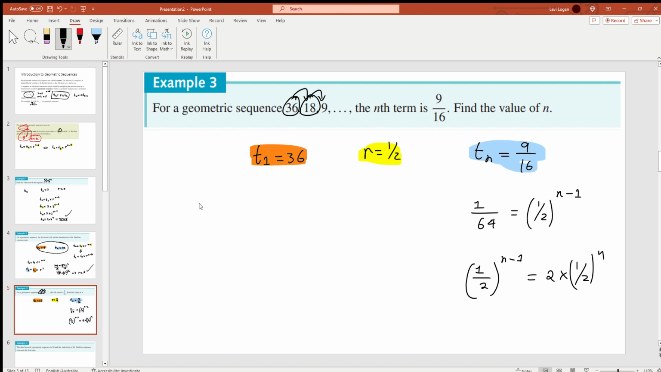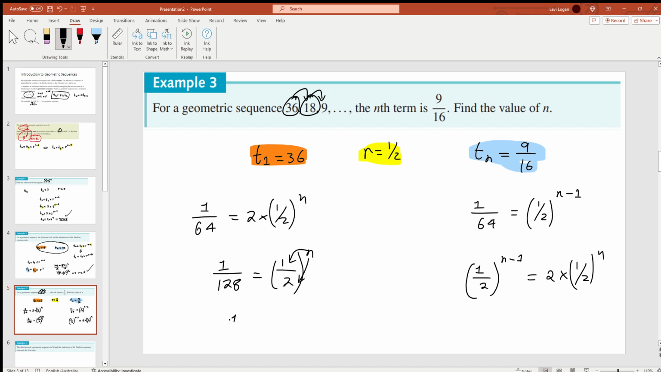Now I have 1 on 64 is equal to 2 times by a half to the power of n. What I'm going to do now is divide both sides by 2. So I'm going to have 64 times by 2, which is 128. So I have 1 on 128 gives me 1 on 2, all to the power of n. Now I'm going to distribute this n really quickly.